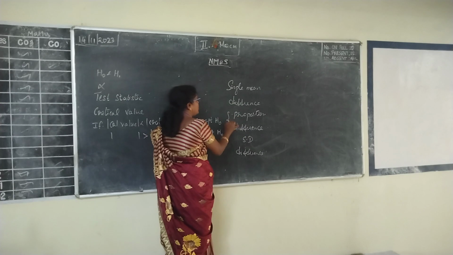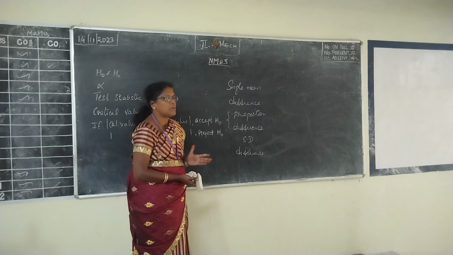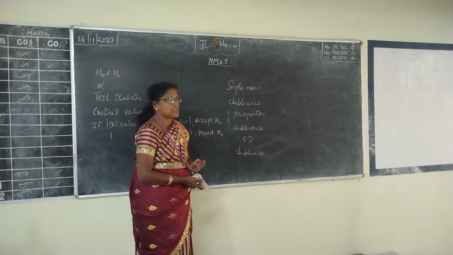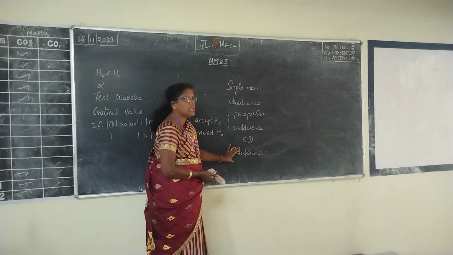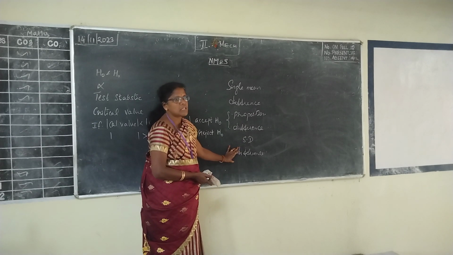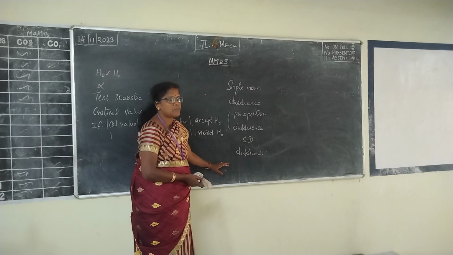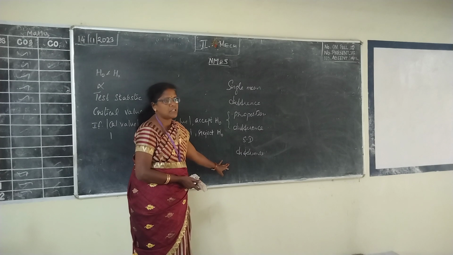But proportion we will discuss only for the large sample. Proportion means it is a probability. Whether the sample is large or small, we are going to make use of the same formula. But for the others, the formula will vary according to your sample size. If it is a large sample, we make use of the normal distribution. If it is small, we will go for the t, F or chi-square distributions.